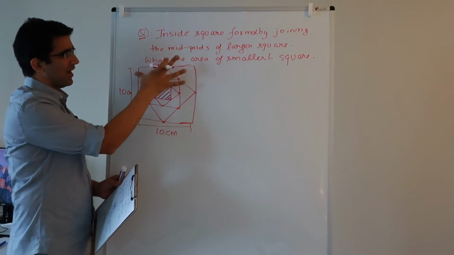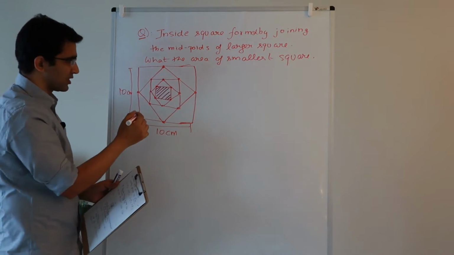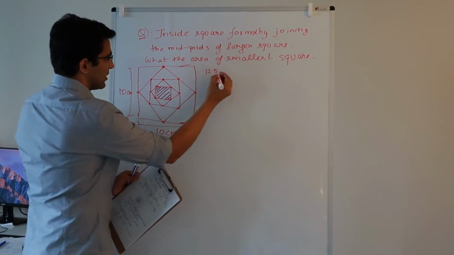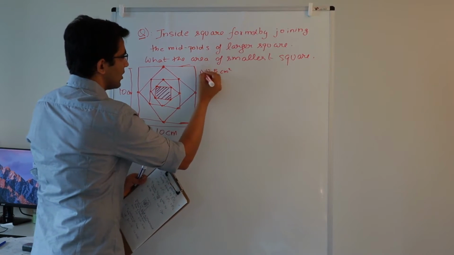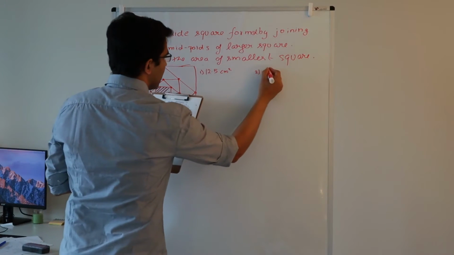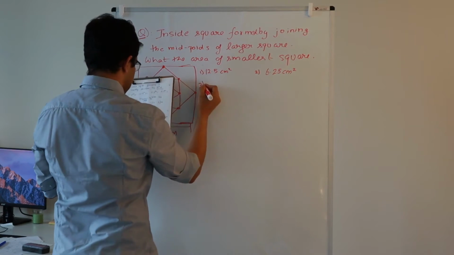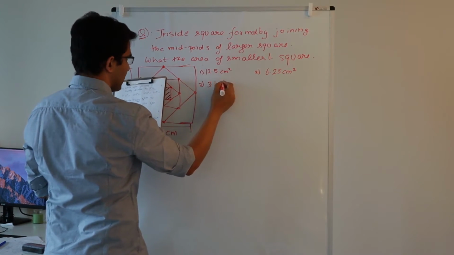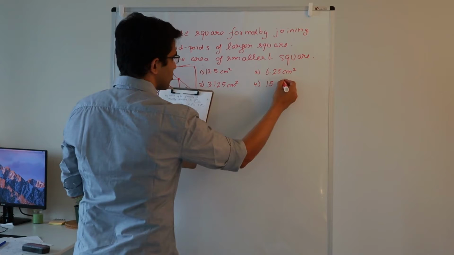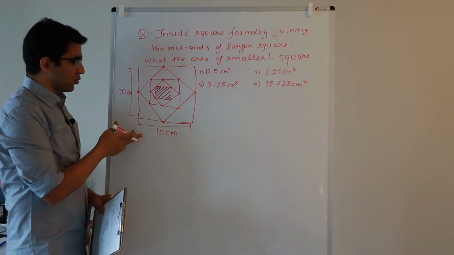So this, you have a large square on the outside, and the internal square, the smaller square, is formed by joining the midpoints. Okay, the options that you have are 12.5, in centimeter square. Option number 2 is 6.25. Option number 3 is 3.125 centimeter square, and option number 4 is 15.628 centimeter squared. Okay, so these are the options with you.